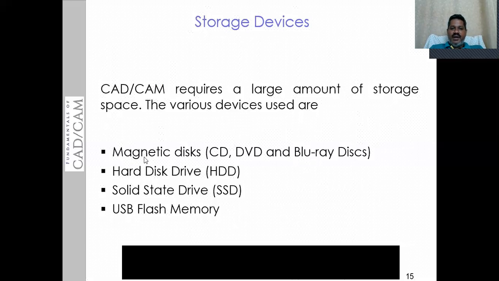One is magnetic disk. So in turn, we are calling those disks CD drive, then DVD drive, Blu-ray disc, etc. Then you have the hard disk drive, HDD. Then you have solid state drive, SSD, and USB flash memory, USB drive. So these are frequently used in CAD, computer aided design system.